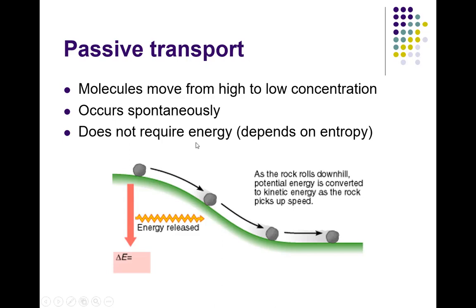So a lot of times they show the rock on the hill. If you have the rock at the top of the hill, it will naturally roll down. And as it rolls down, it converts that potential energy into kinetic energy. It's releasing energy, it didn't require energy to be put into that. If you had to roll the rock up the hill, that would now not be a passive process, because it would require energy for you to push it up the hill.